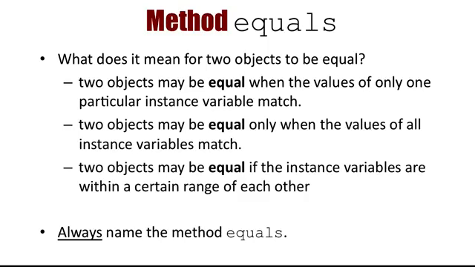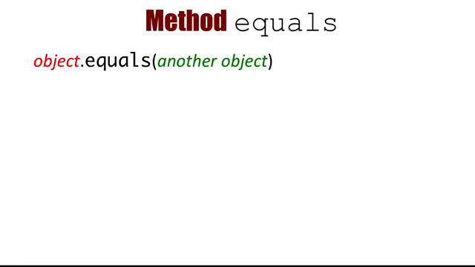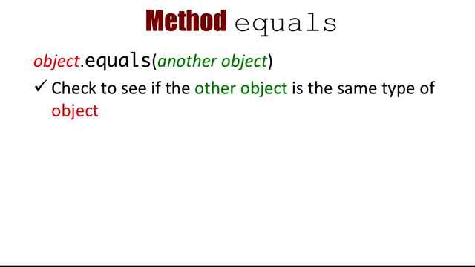And note that to override this method, it must be spelled the same way, with a Boolean return type for true and false, and the input parameter must be an object. Let's take a look. Your object will call this method using another object as the input parameter. First, we will need to see if the object that is the input parameter is the same type of object as the object that made the call. In our case, we would want to make sure we are looking at another account object.